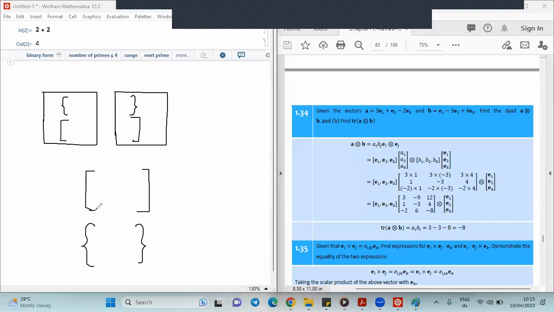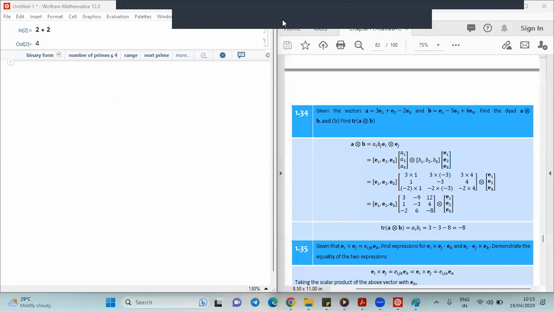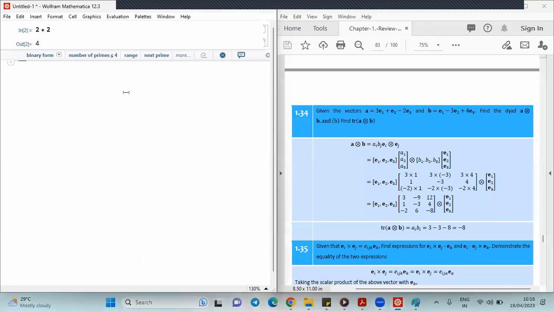Is there any other question before I continue with solving this question 1.34 using Mathematica? Any question? Okay, in the absence of question, I'm going to go ahead with that. So clear all drawings, and now I just showed you how to run your code using shift and enter.